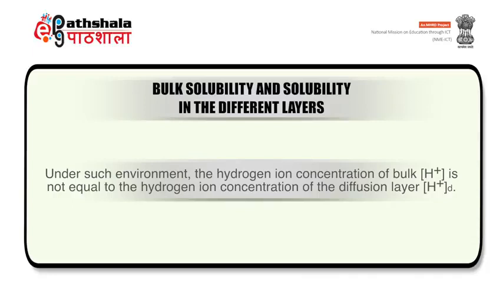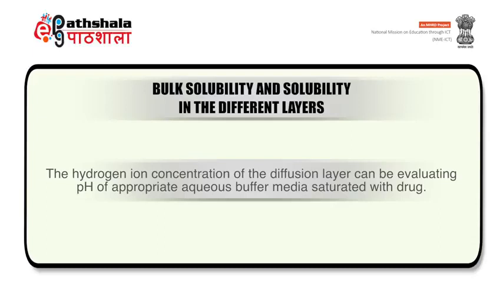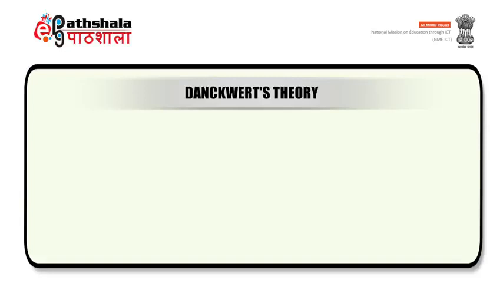Under such environment, the hydrogen ion concentration of the bulk, which is represented by H plus, is not equal to the hydrogen ion concentration of the diffusion layer. For weak acids, the hydrogen ion concentration in diffusion layer is greater than the hydrogen ion concentration in bulk, and the reverse is applicable for the weak bases. The hydrogen ion concentration of the diffusion layer can be evaluated by using pH of appropriate aqueous buffer media saturated with drug. The next theory is the Danckwerts theory.